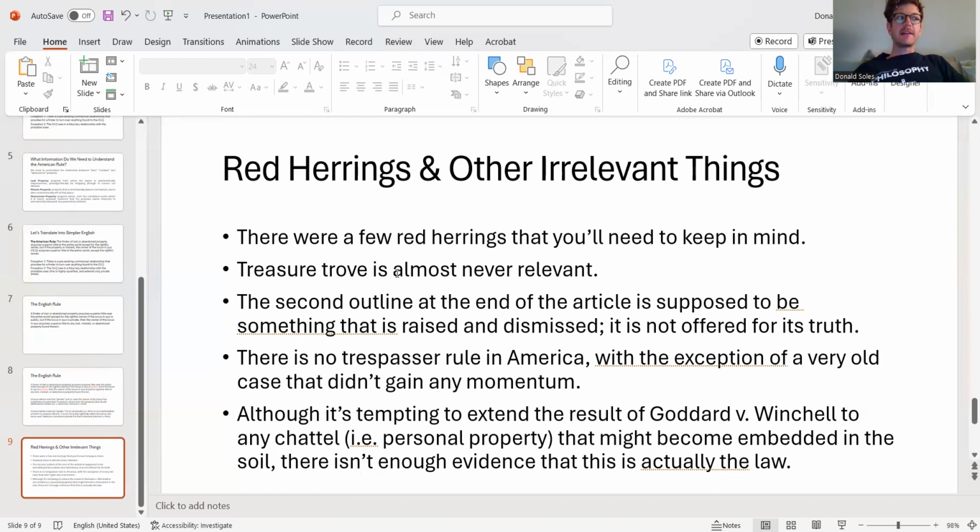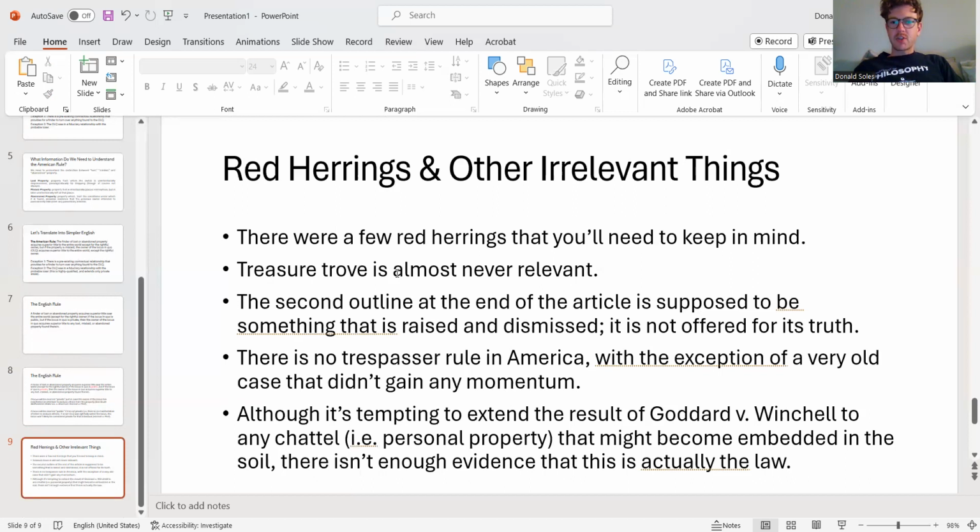They see this other outline and they often assume, oh, that must be a restatement of the law. And so they start using trespasser rules and such in their writing assignment. And they're on the wrong track, because that is the outline that Paulus rejects. So he wants us to think that there are a few red herrings that we would do well to ignore in any discussion about who has superior title to lost property that's found.